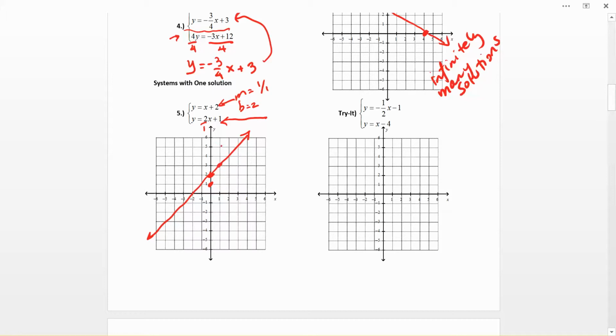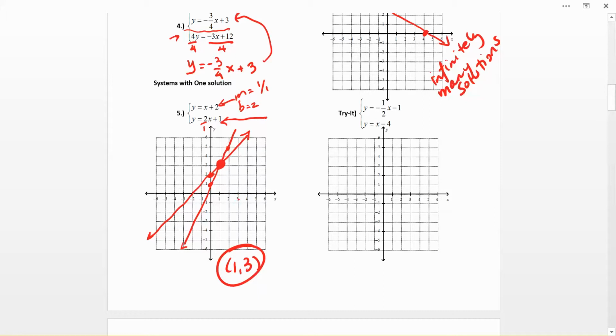Here's my second line, and I can connect the dots and go down this way. What we're looking for when we're looking to solve the system of equations is the point where they intersect, and so my final answer is the point (1, 3). That's my solution, and this is the graph that I have to support it.